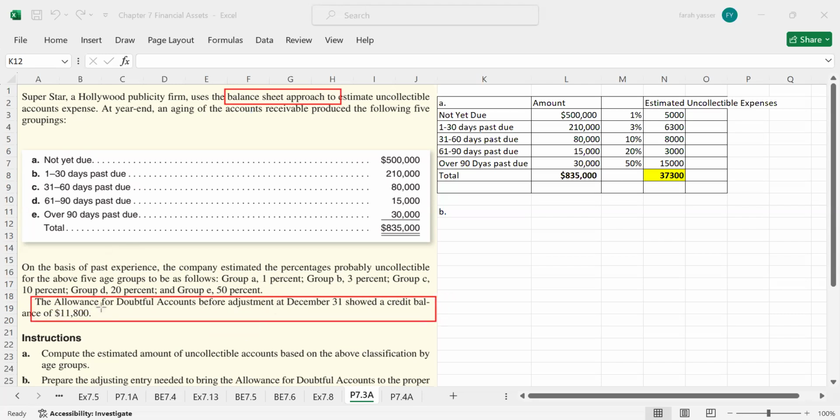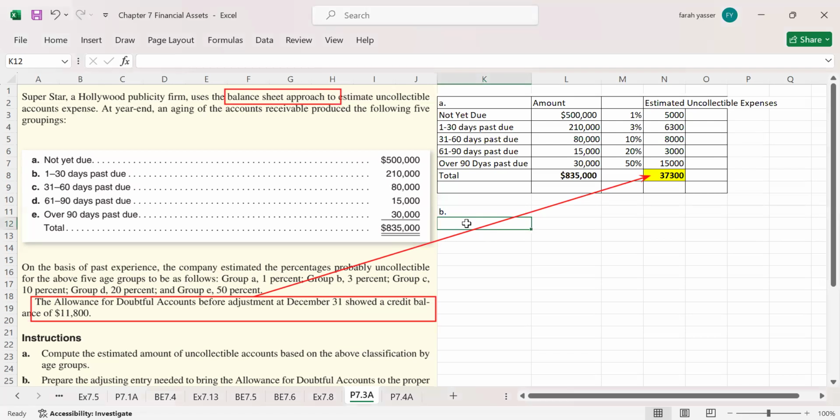So you can see the allowance for doubtful accounts before adjustment. Before adjustment means before calculating this amount, the existing balance is 11,800, and this is a credit balance. So we are going to find out the amount from which the current entry will be passed.